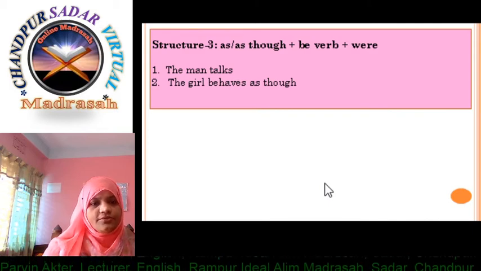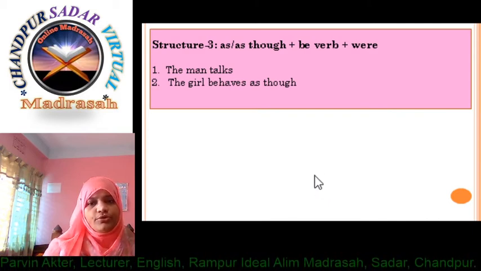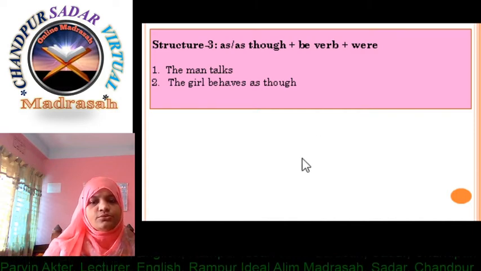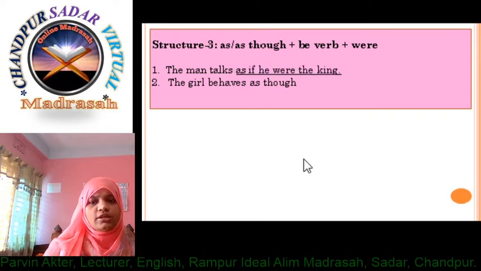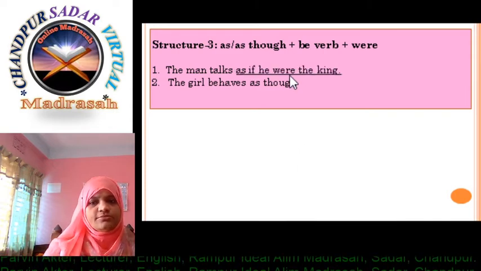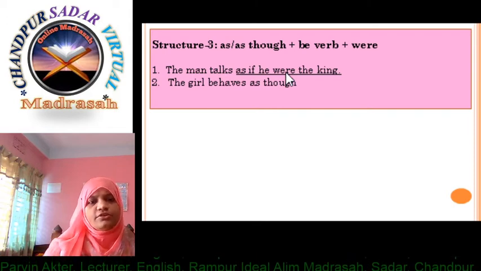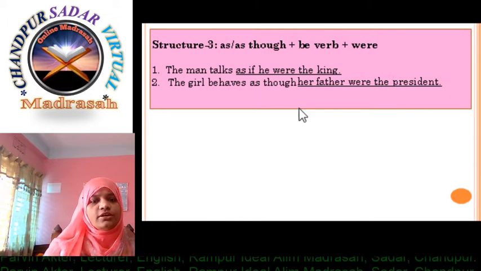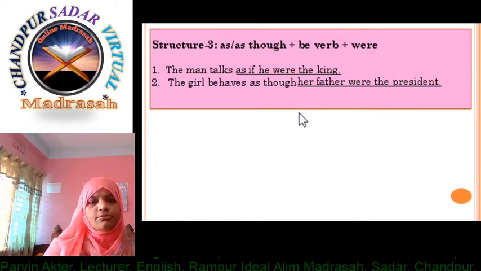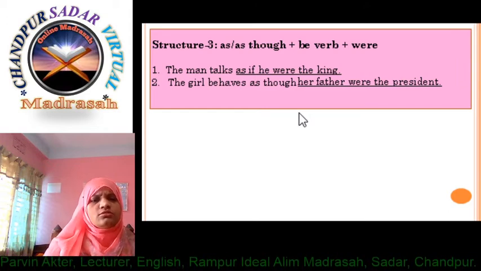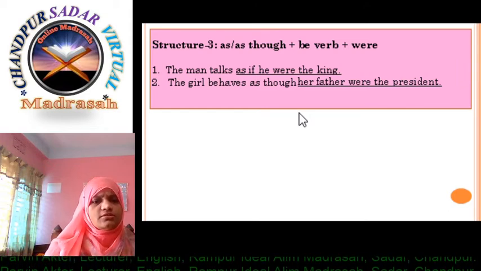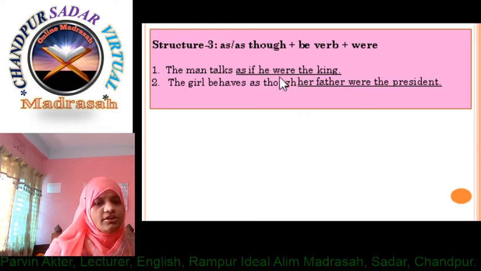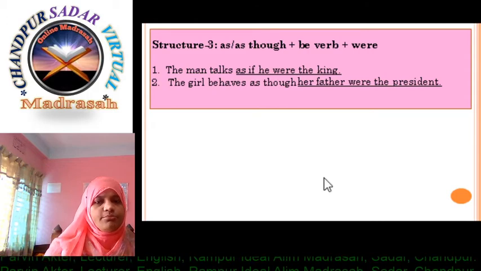And structure 3, as if or as though, be verb were. If there is a be verb, that will be were. Here are two examples given. The man talks as if he were the king. This is be verb. The girl behaved as though her father were the president. So in the case of be verb, it does not matter what the subject is. He, she, it, you, I. That means for any person you have to use were in the case of be verb.